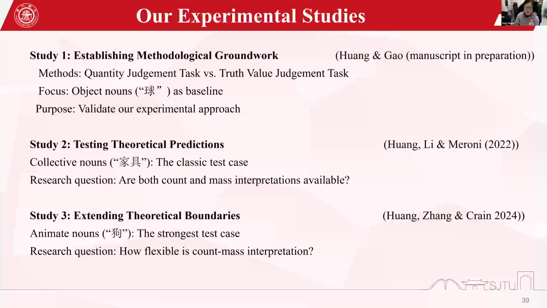We have three studies. The first study is about interpretation of count nouns. We're going to compare two experimental methods, quantity judgment task versus truth-value judgment task. In this study, we will validate our experimental approach. Then in study 2 and 3, we use truth-value judgment tasks and test the interpretation of collective nouns and animate nouns in Mandarin, in both Mandarin-speaking children and adults.